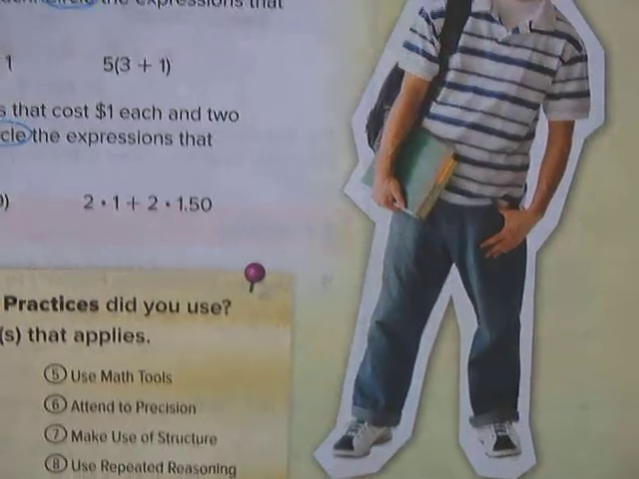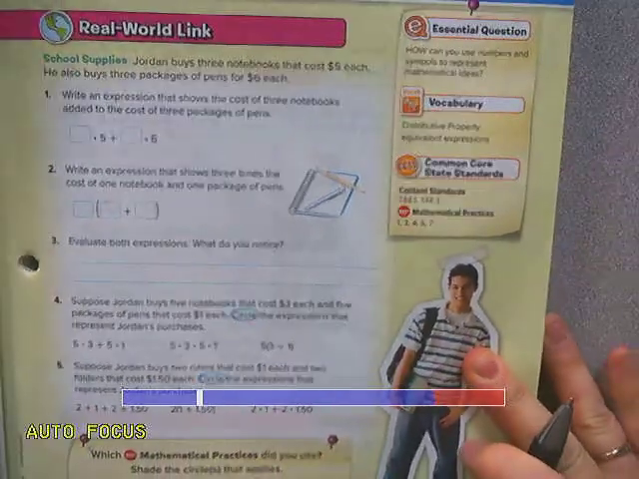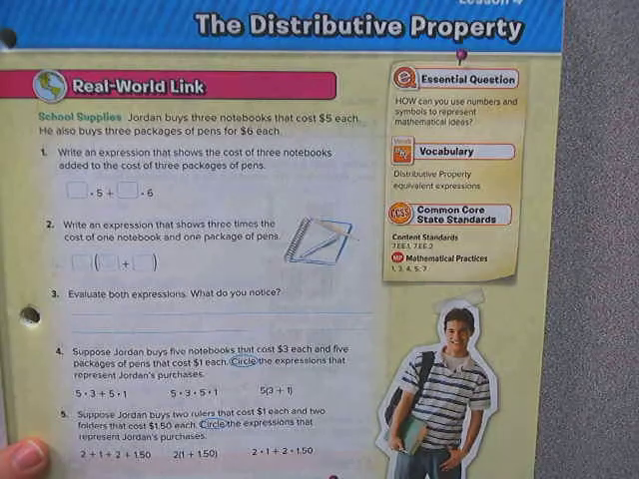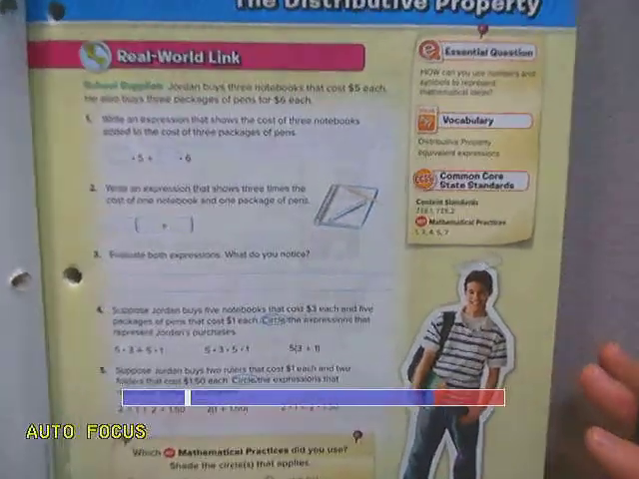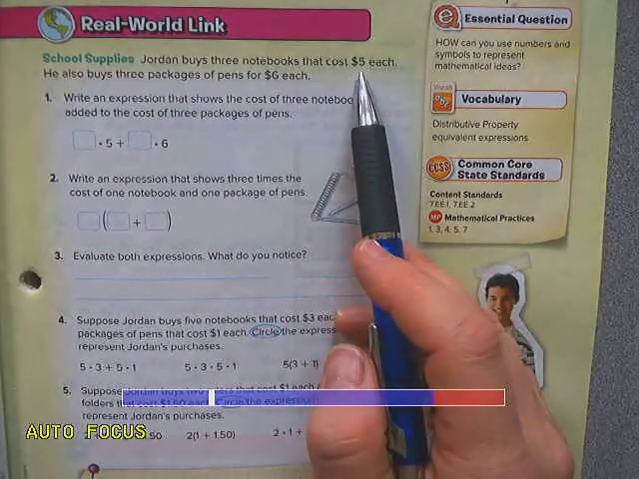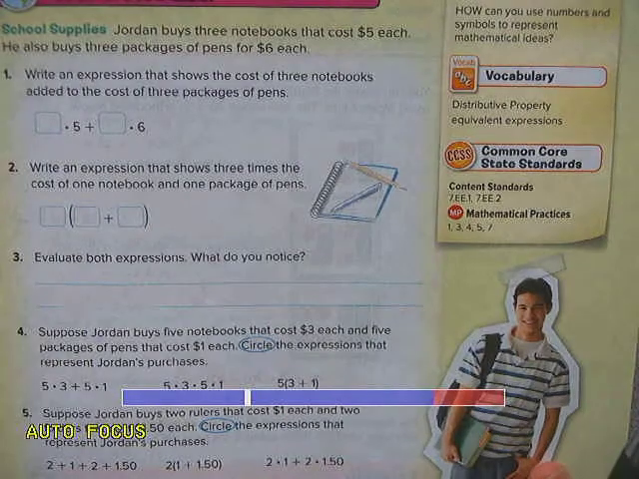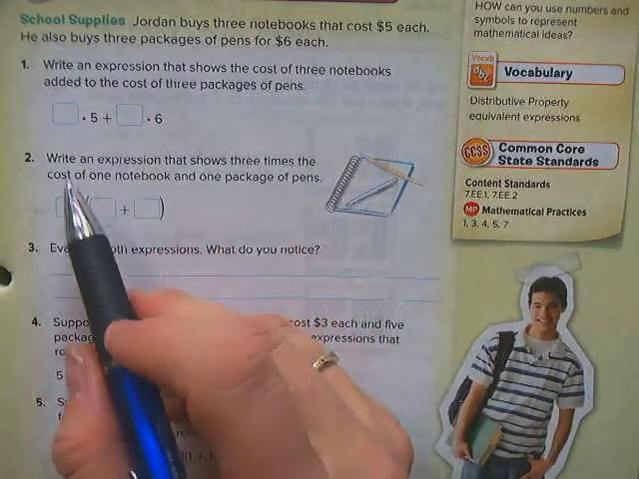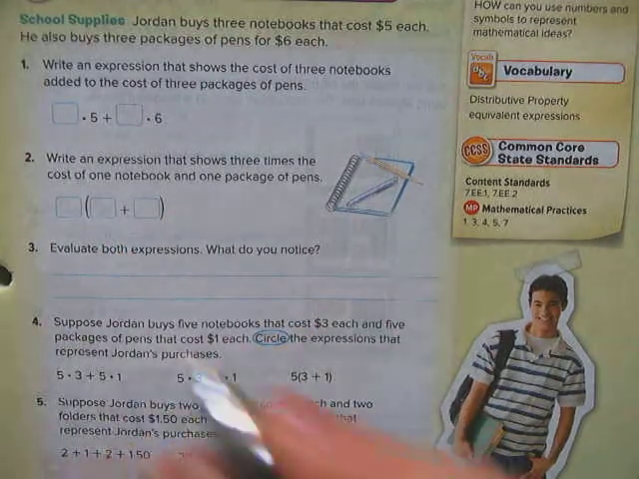Okay, turn the page please. And today we're going to start talking about the distributive property. And you should have heard of this before. In 6th grade, you've done this before. So let's look at the real world link. It says Jordan buys 3 notebooks that cost $5 each. He also buys 3 packages of pens for $6 each. Write an expression that shows the cost of the 3 notebooks added to the cost of the 3 pens.